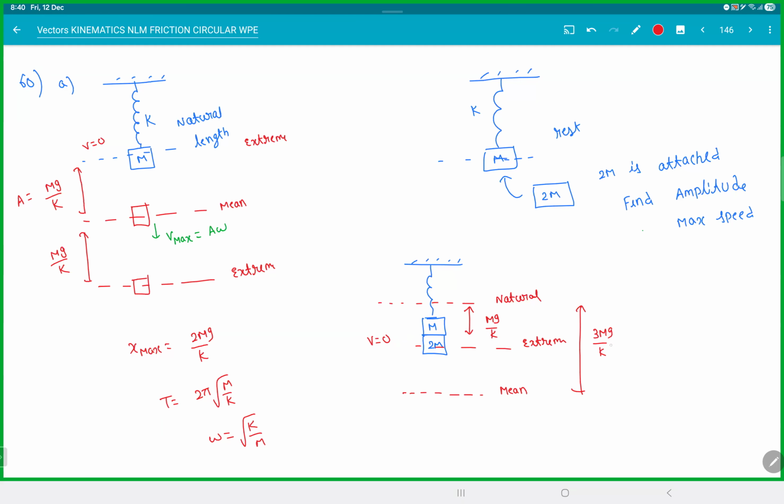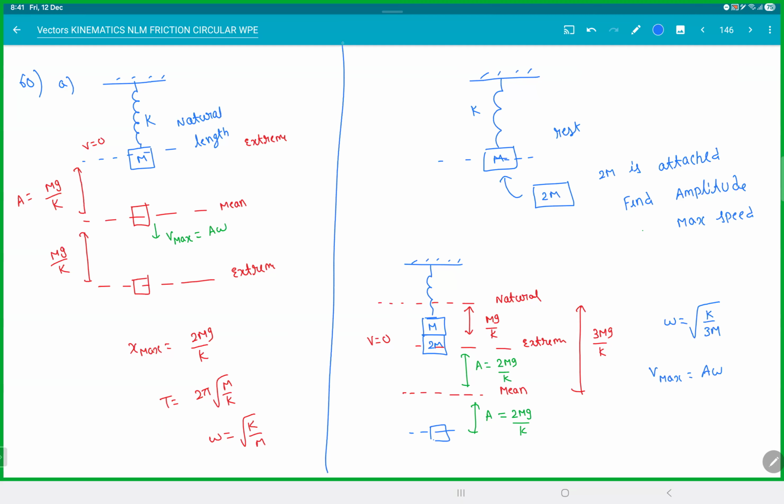That means this must be your amplitude. And we know the block moves one more amplitude on the other side. So if they ask you find the maximum distance it will travel down, 4 mg by k. If they ask you find the maximum elongation, then it is 5 mg by k. What else you need? Maximum speed. So what is omega? Root over k by 3m. The time period will also come. So Vmax is equal to amplitude A omega. Are you clear with this kind of questions, everyone? All clear with this?